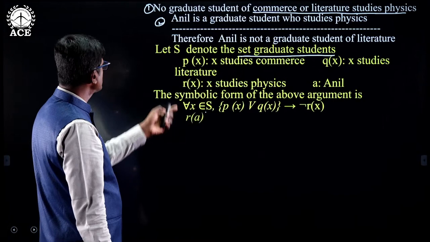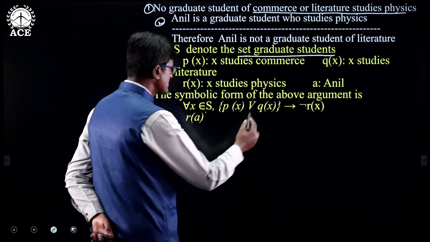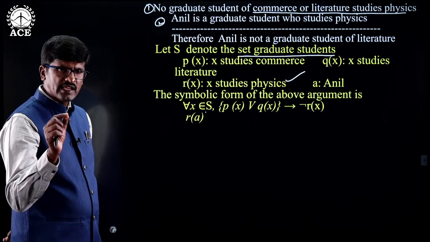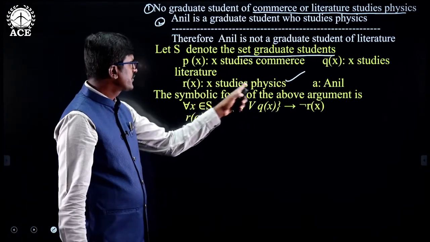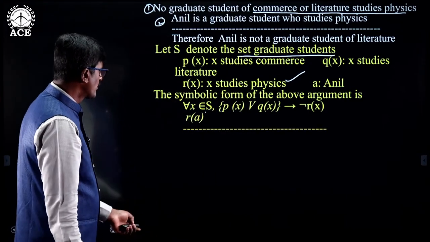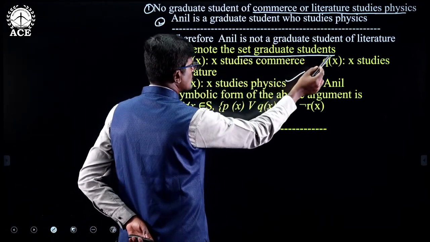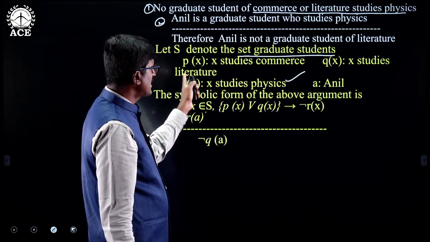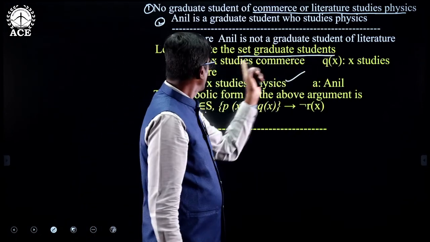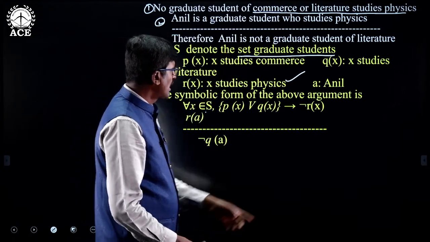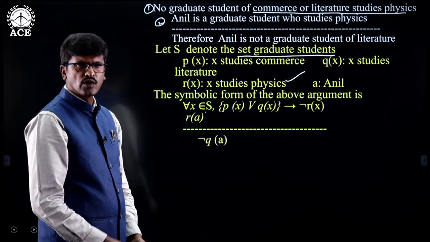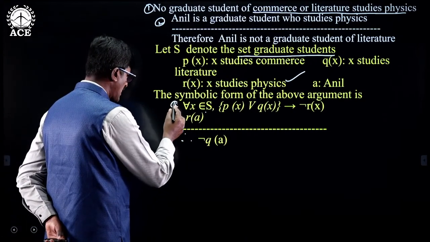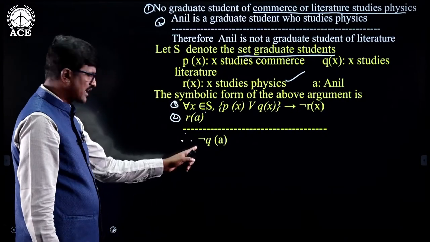The next premise is Anil is a graduate student who studies physics. This is R of x, where x studies physics. In place of x, I am taking one element, that is Anil. Anil studies physics is R of A. Now, the conclusion is Anil is not a graduate student of literature. Q of x says x studies literature. So you have to take the negation of Q of x and substitute x equal to Anil. Then you get negation Q of A. So this is one premise and this is the other premise, and the conclusion is negation of Q of A.